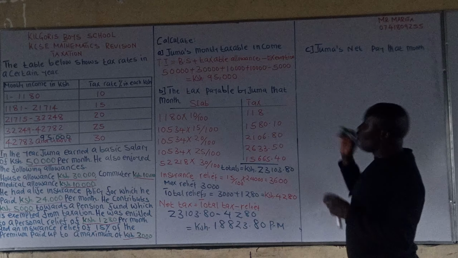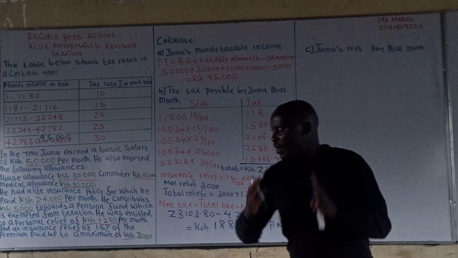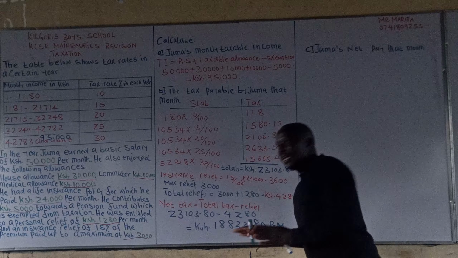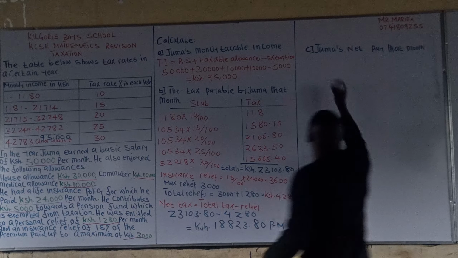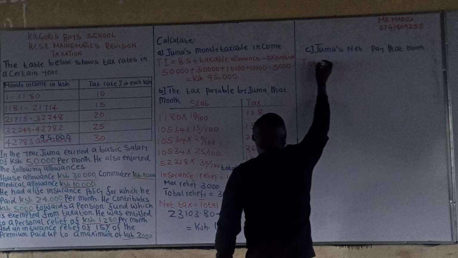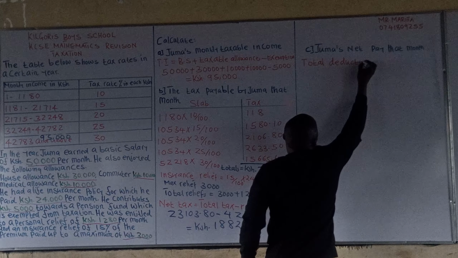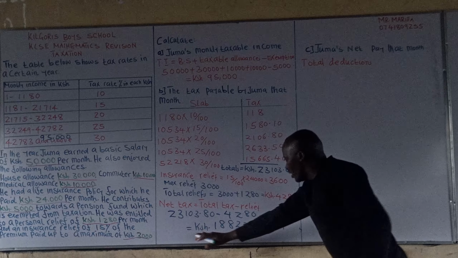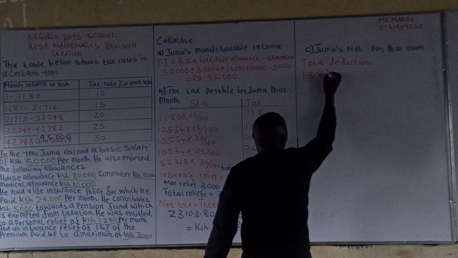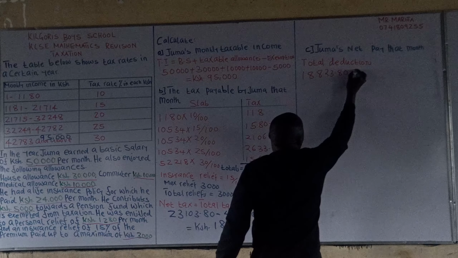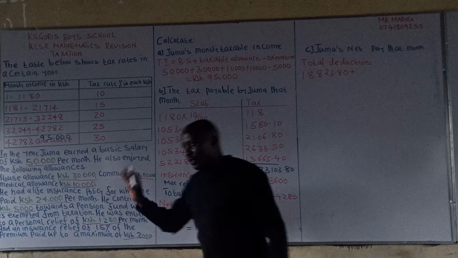So in that case here, we need to have the total deduction. Total deduction in this case here, remember that this tax here is part of the deduction. It is the major deduction. So we are starting by getting our total deductions. We are starting from this one here, Kenya shillings 18,823 and 80 cents, plus the other deduction, which is contributing 5,000 towards the pension scheme.